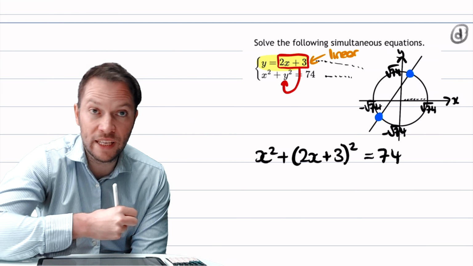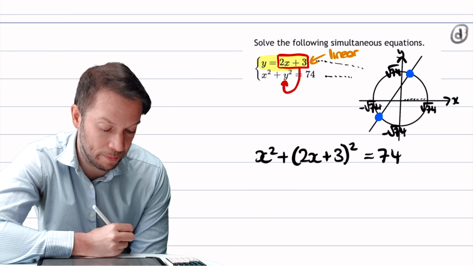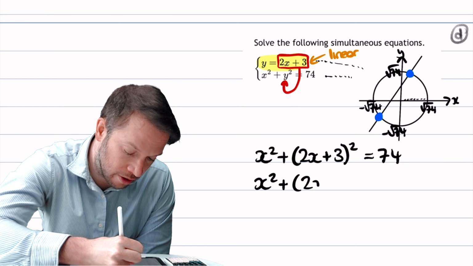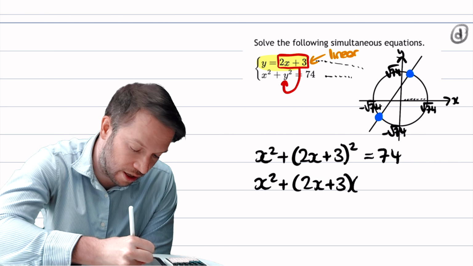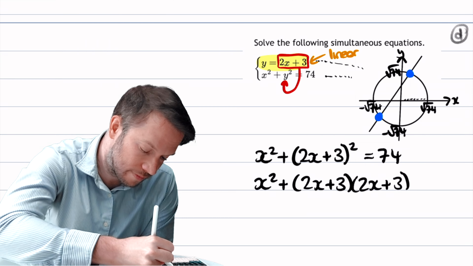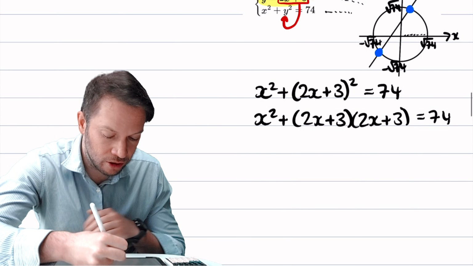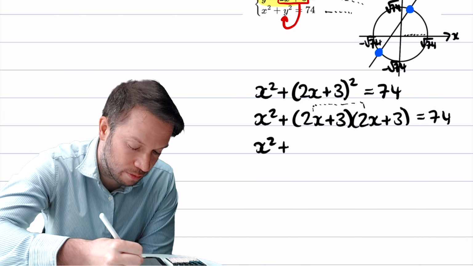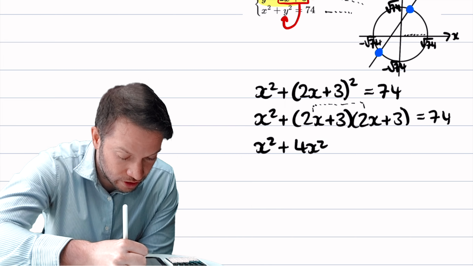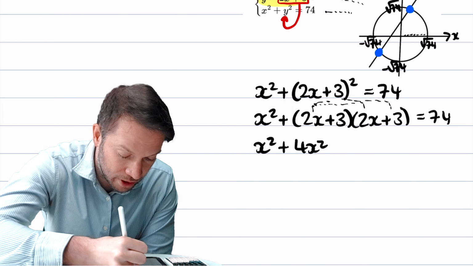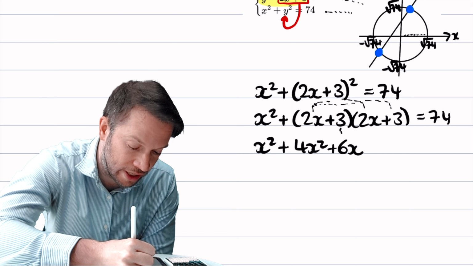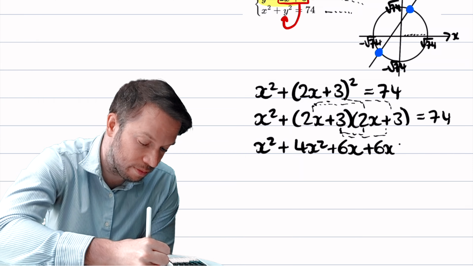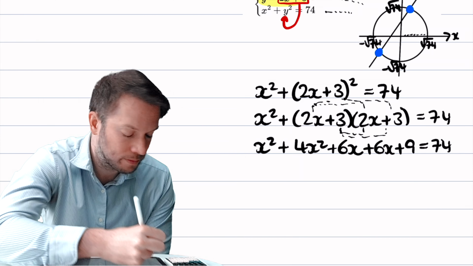And now we've got a quadratic equation that we can solve in the usual way. So let's expand the bracket first. I'm going to just write the bracket out twice, but you might know the nice way that you can square a bracket quickly. And then we do each thing in the first bracket times by each thing in the second. So we do the 2x times the 2x, which is 4x squared. We do the 2x times by the 3, which is plus 6x. We do the 3 times 2x, which is plus 6x. And we do the 3 times the 3, which is plus 9. And that is equal to 74.